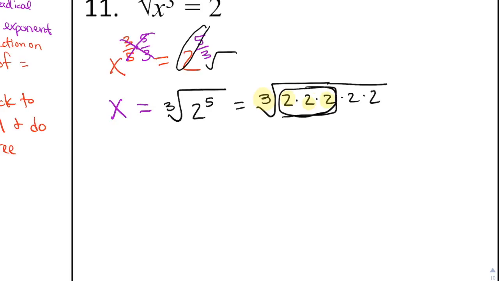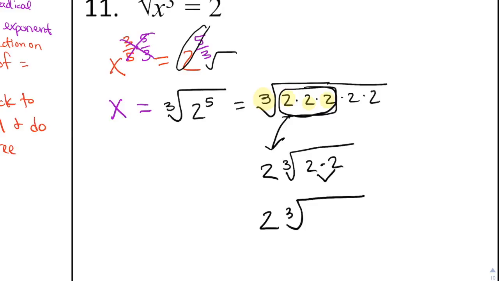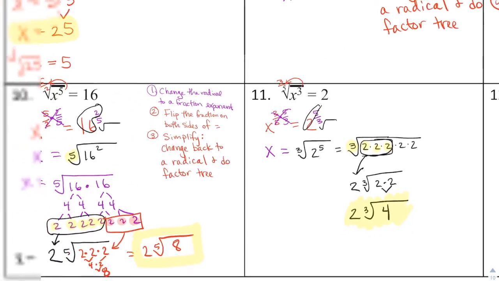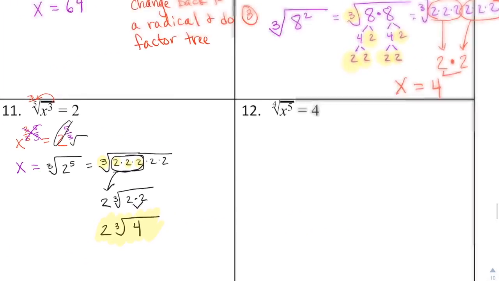So these 3 go on a date. And then I still have the cube root of 2 times 2. So 2 times 2. That's not enough to come out. They have to stay in the house. So 2 cube root. 2 times 2 is 4. So my final answer is 2 cube root of 4. All right, we're doing it.